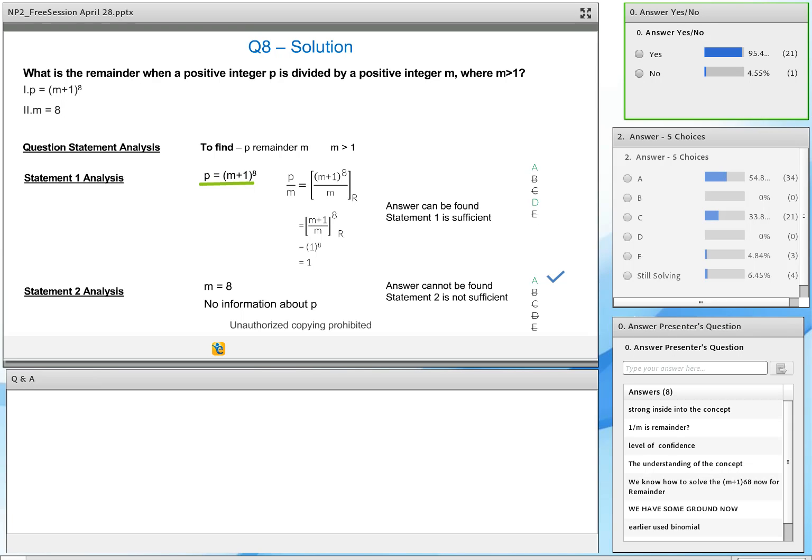Okay? So again, with DS, it's very, very important to follow each and every step of the process. You understand the question statement. You figure out what it is that you need to calculate from the question. Then you understand statement 1. You figure out if statement 1 is sufficient to answer the question asked in the question statement. If it is, well and good. Then you analyze statement 2 in isolation. Do not consider statement 1 at all. So again, you need to follow the right kind of process.